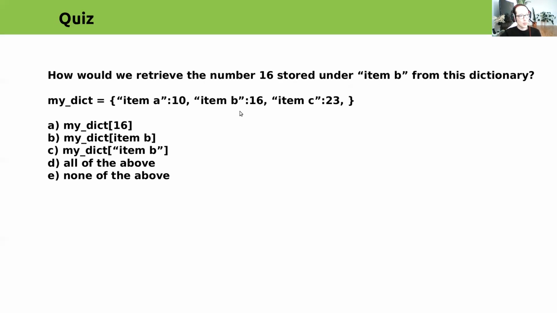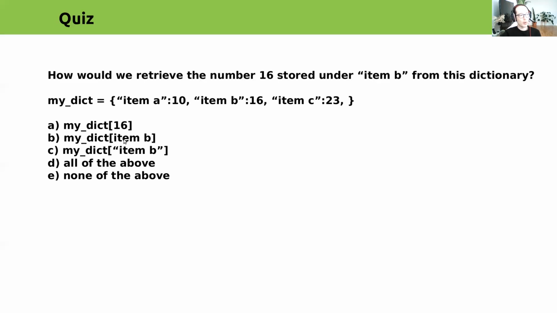To fetch it, we would have to use the correct key as the input to this dictionary. So here we have my dict, and the correct answer is this one, C, where we provide, in quotations, item B, which is indeed our key. The reason this is correct and not B, for example, is that the key here is a string. That's the data type.